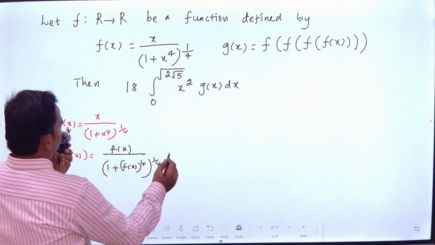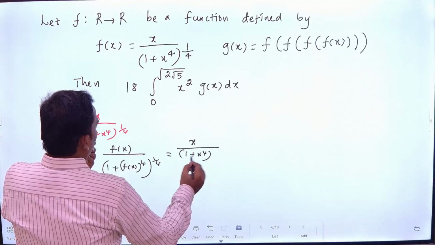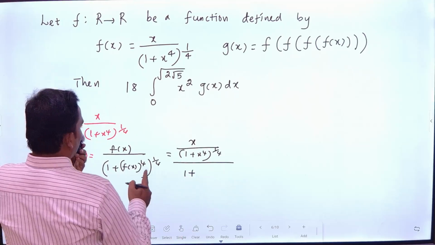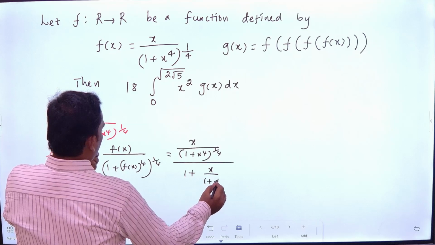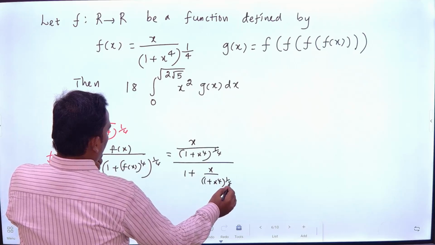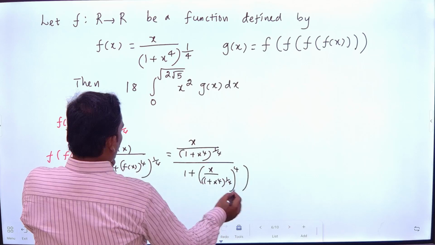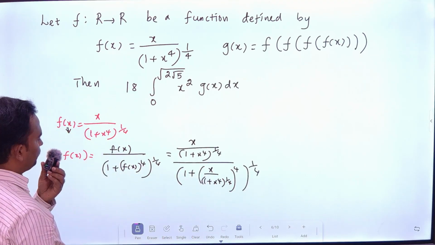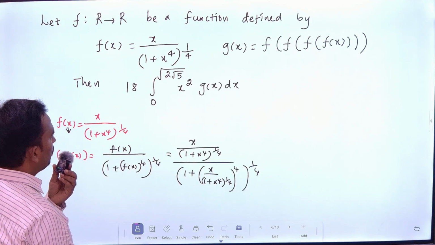Now what is f of x here? It is x divided by (1 plus x to the power 4) whole power 1 by 4, divided by 1 plus, again the same thing, x divided by (1 plus x to the power 4) whole power 1 by 4, whole to the power 4, and then whole power 1 by 4. You have to be very careful. I'm just replacing f of x here. Got it? Okay, now you can simplify this one.